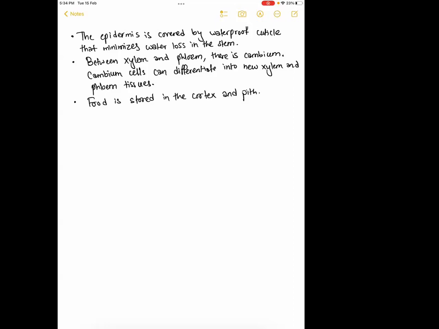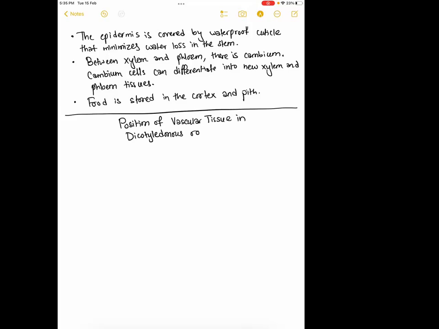All right, done with the stem. Now let's start position. Vascular tissue in dicotyledonous roots.